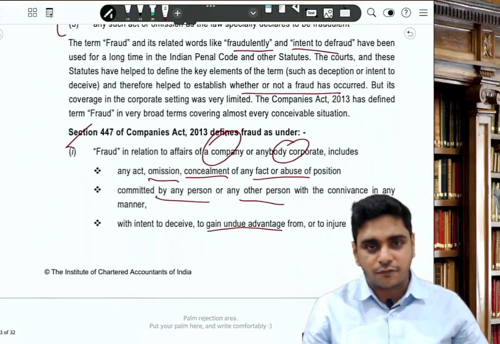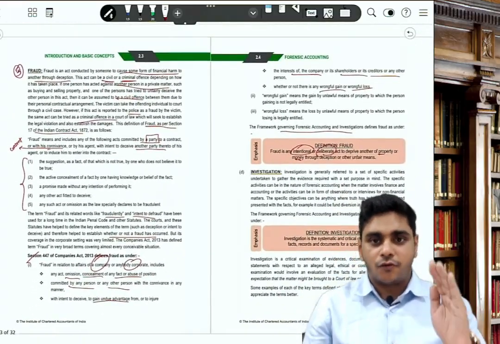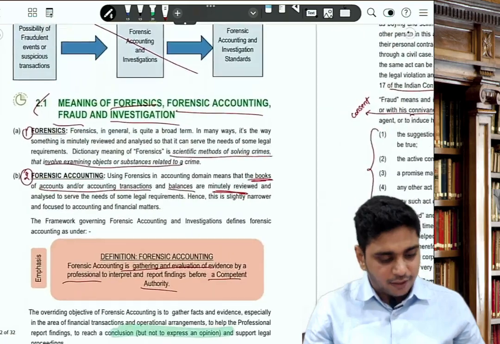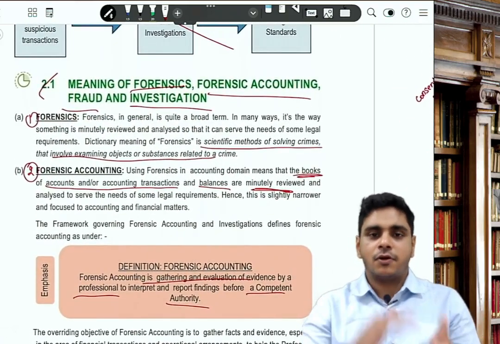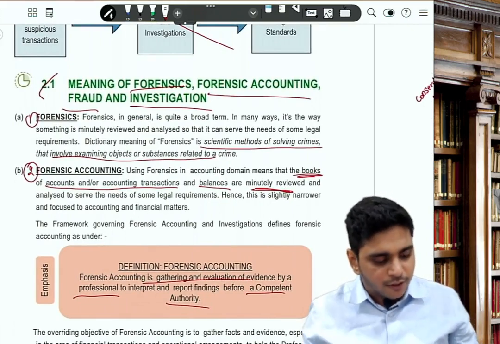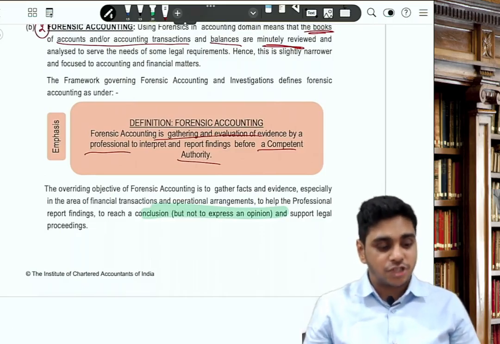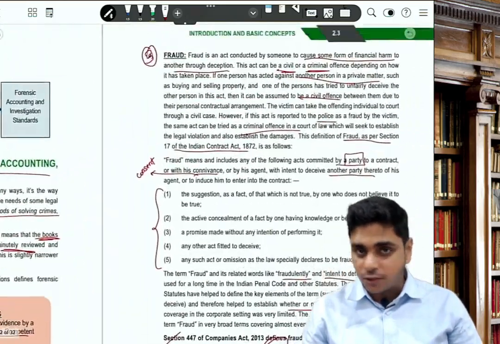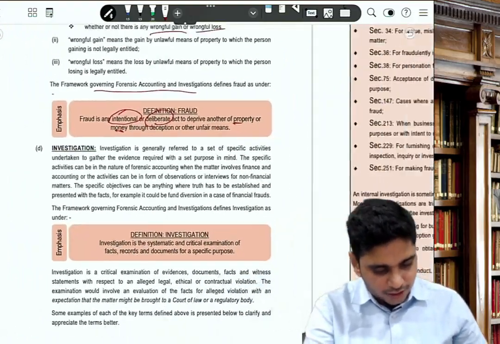Below this was section 447. Here it was Indian Contract Act. Okay. So forensics basically means you will be reviewing scientifically to solve crimes. Forensic accounting basically means related to books of accounts, transactions, accounting records. Fraud basically means a wrongful act, an intentional wrongful act to deceive somebody. That means to cheat somebody, either for a wrongful gain or a wrongful loss.